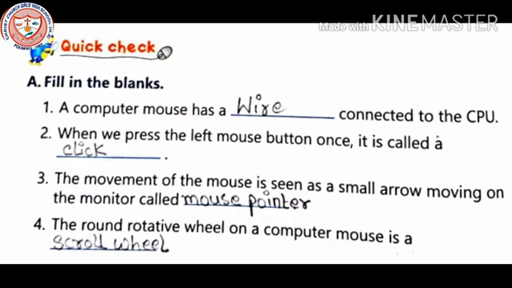Number 4. The round rotative wheel on a computer mouse is called a dash. That is scroll wheel.